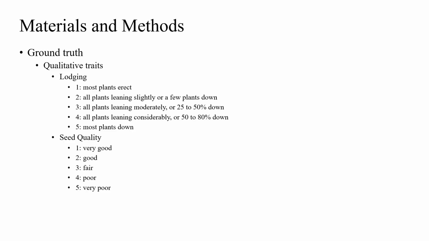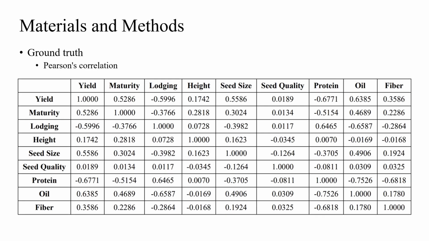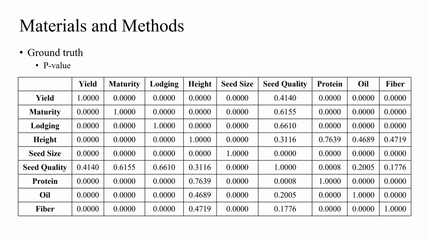Unfortunately, not all ground truths were available for all soybean plots in the study, and this table shows the number of images with corresponding ground truths available. For informational purposes, this table shows the Pearson's correlation coefficients between all the ground truth traits, while this table shows the corresponding p-values of the correlation coefficients.